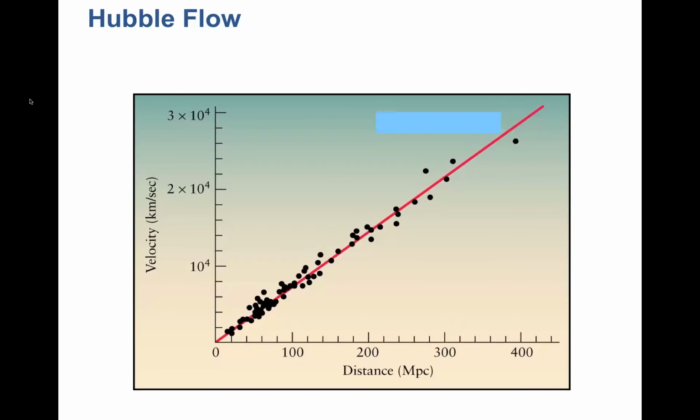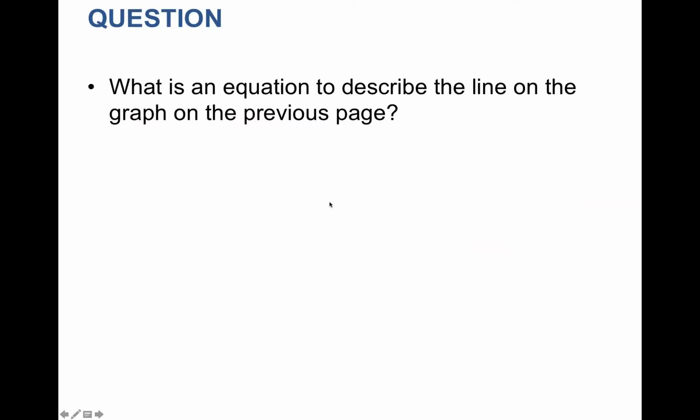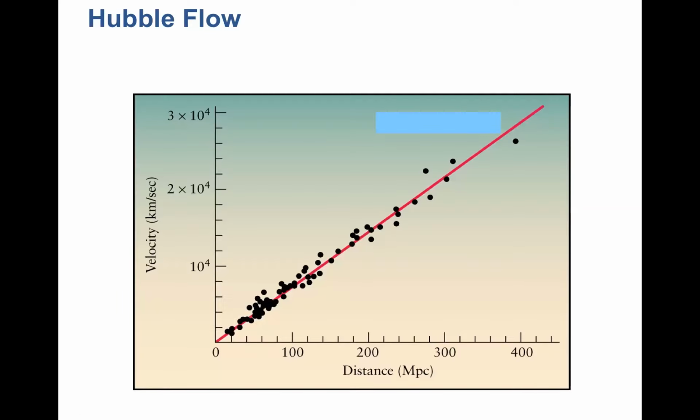Okay, welcome back. We are thinking about Hubble's law, the relationship that he discovered where the distance a galaxy is from us is directly proportional to its recessional velocity, how fast it's moving away from us. Great, so let's think about an equation, on the next slide, an equation that will describe the line on the graph on the previous page. So let's just go ahead and do this.